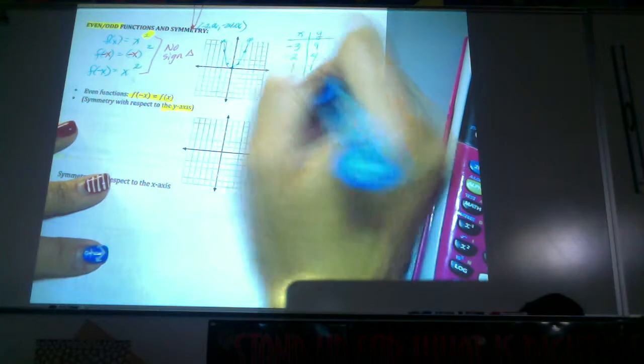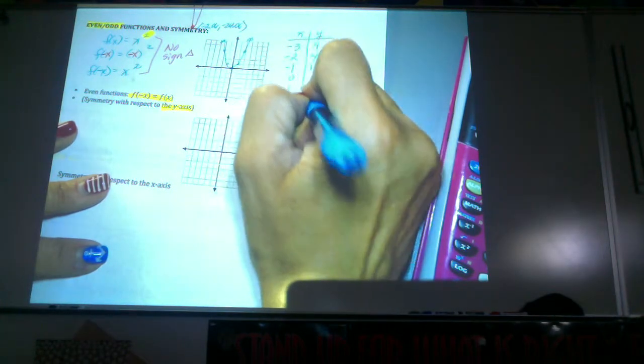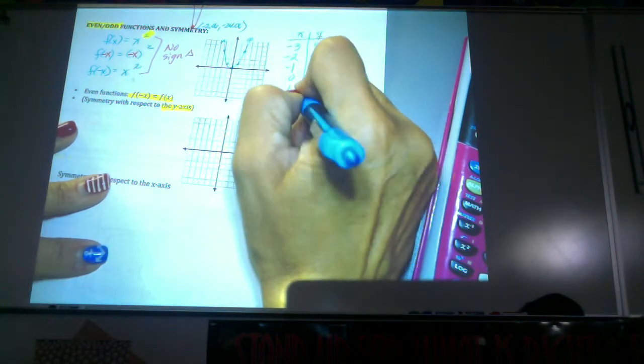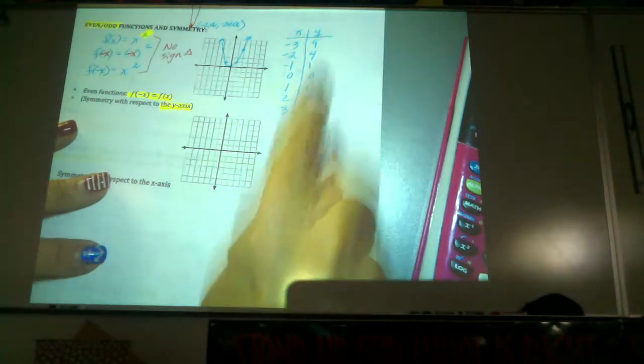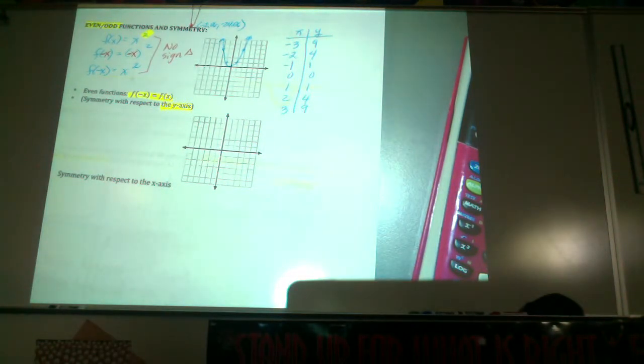-2 squared is a +4. -1 squared is 1. 0 squared is 0. 1 squared is 1. 2 squared is 4. And 3 squared is 9. What do you notice about all the y values? There's no sign change. Even though there's a sign change in x, there is no sign change in y. That is evidence of an even function when you're looking at a table of values.